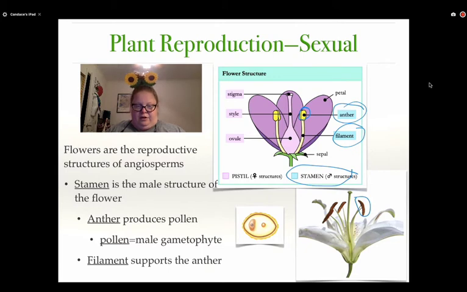That is called the anther, and the anther is where pollen is produced. Pollen is the male gametophyte in flowering plants, so inside of here are sperm. Then the filament is just the structure that holds up the anther. That's what it does. It holds it up.